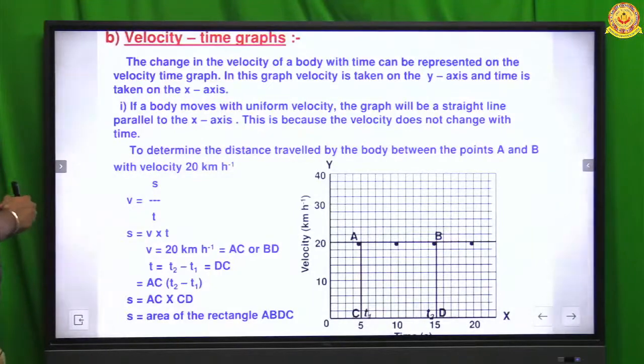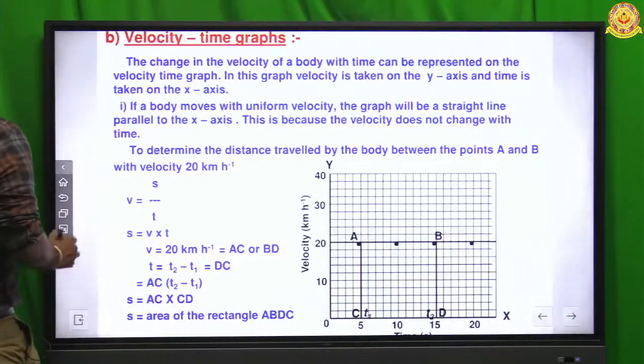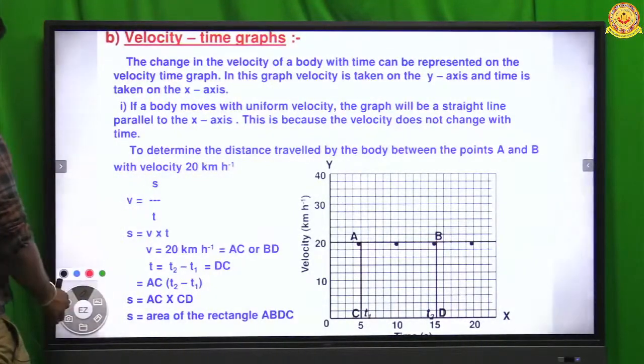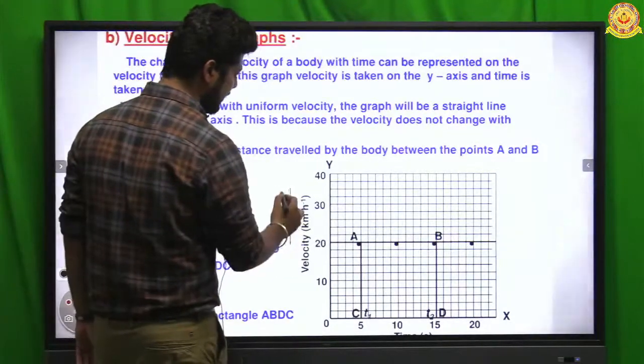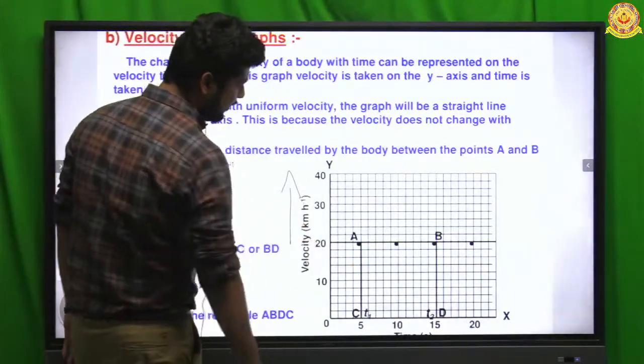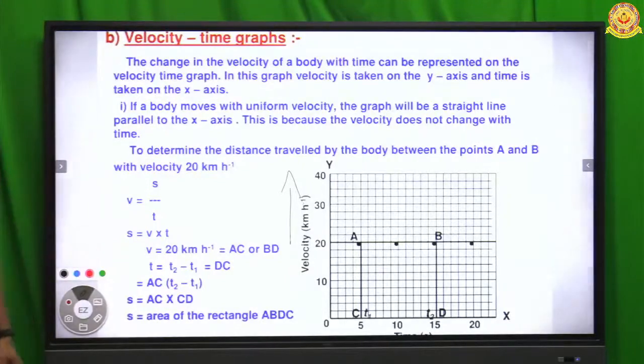Now the velocity time graph. The change in velocity of a body with time can be represented on the velocity time graph. In this graph, velocity is taken on the y-axis and time is taken on the x-axis. So on the y-axis we have taken velocity, on the x-axis we have taken time. That's why it is called the velocity time graph.